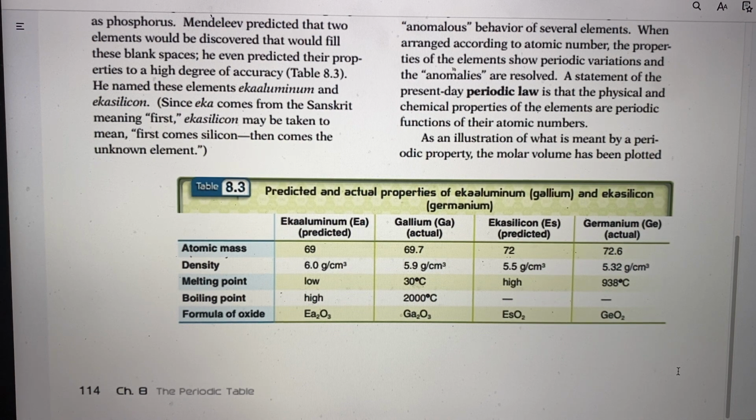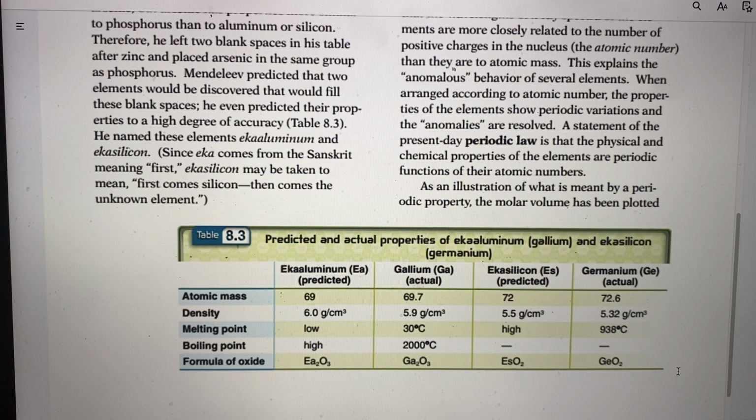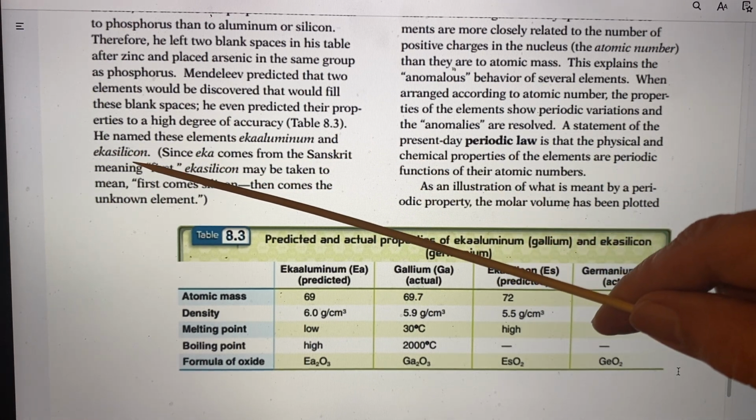When Mendeleev put these together, he saw that there were some blank spaces. He left them blank, but he could predict the element that would be between those two elements just based on the characteristics. And so he even named some of these elements that hadn't been discovered yet. He named one element eka-aluminum and one eka-silicon.